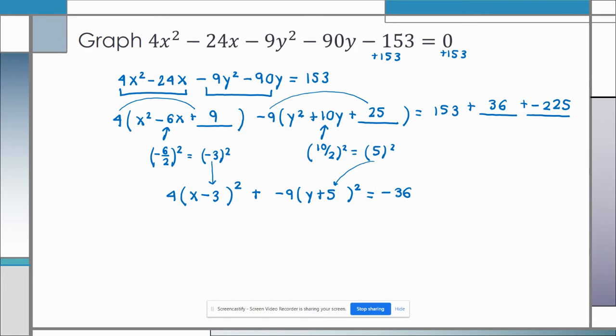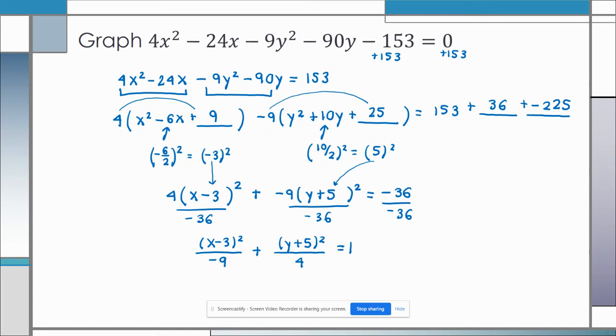I got to make it equal 1. So that means I have to divide everything in this equation by -36. So when I divide, notice that I'll have an x minus 3 quantity squared on the top, and then I'll have a -9 on the bottom. Plus, when I reduce a negative divided by a negative, notice that will leave me with a positive term on the top, and then I'm going to have a positive number on the bottom, and now that equals 1.